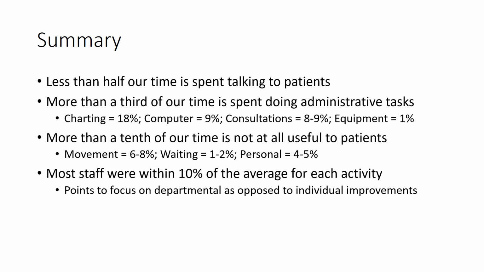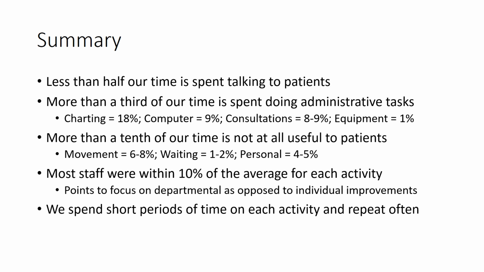So most staff were within 10% of the average for each and every activity. So this points to a focus on departmental as opposed to individual improvements. In fact, all of these things do, right? The general time and the variability. And another thing that we might want to change is the fact that we spend short periods of time on each activity and repeat often. It might be more efficient to have that allocated time where you're just doing one thing and not interrupted. Easier said than done, I guess.